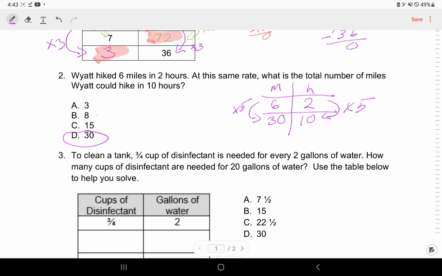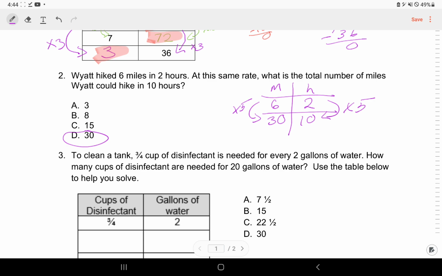Okay. 8, again, that's 2 plus 6 or 10 minus 2, but you're not going to walk only 2 more miles when you walk 8 more hours. And 15, there is no way to put any of these numbers together to get 15. So it doesn't make any sense to be 15. Excuse me, sorry for the cough. So, a little bit of common sense goes a long way.